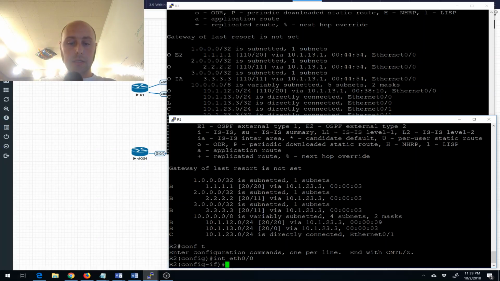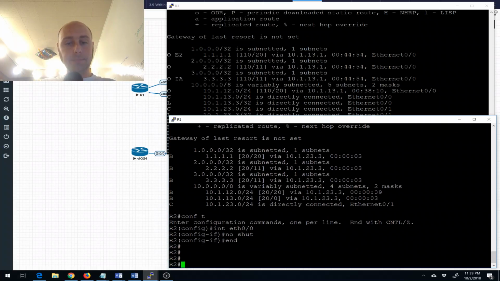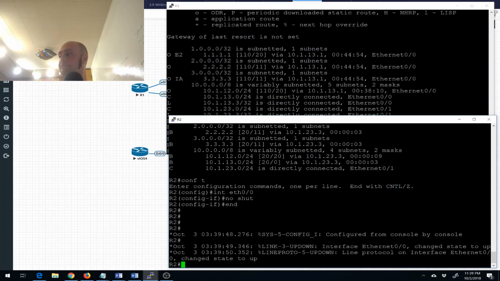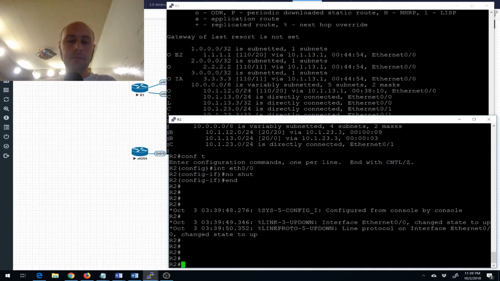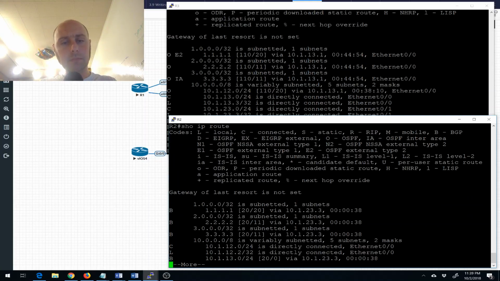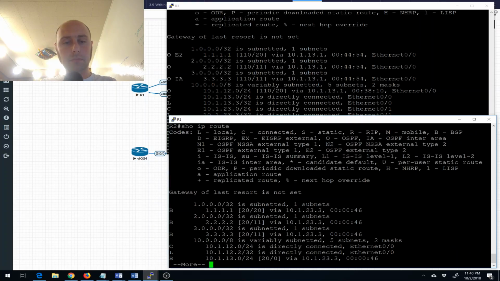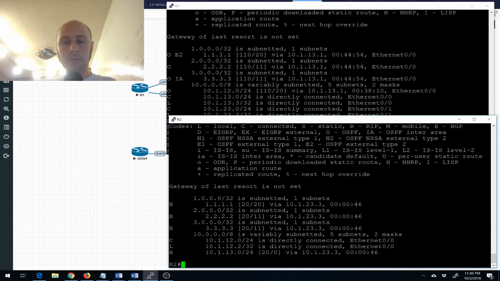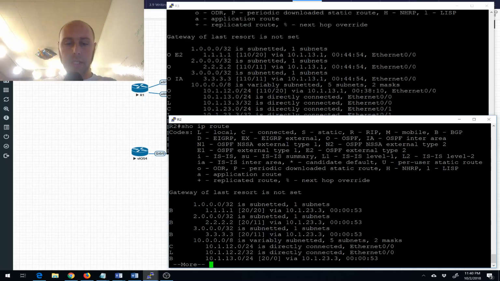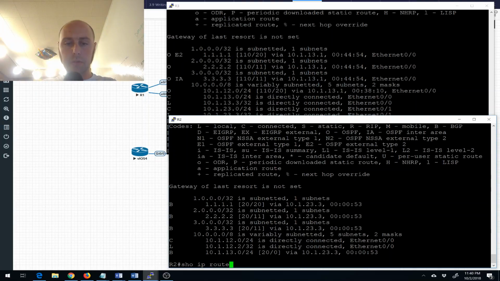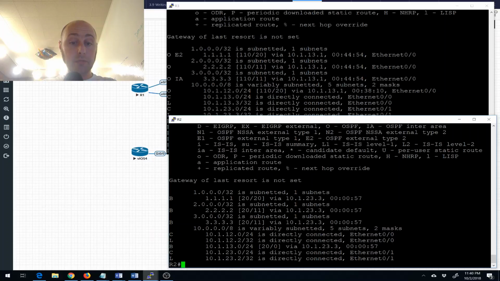Interface eth0/0, no shut. Let's see if OSPF comes back up. So I'm showing the routing table, and I'm waiting to see if the OSPF routes are going to take over. I don't think they should. I believe the eBGP routes with the administrative distance of 20 is going to beat out the OSPF routes.